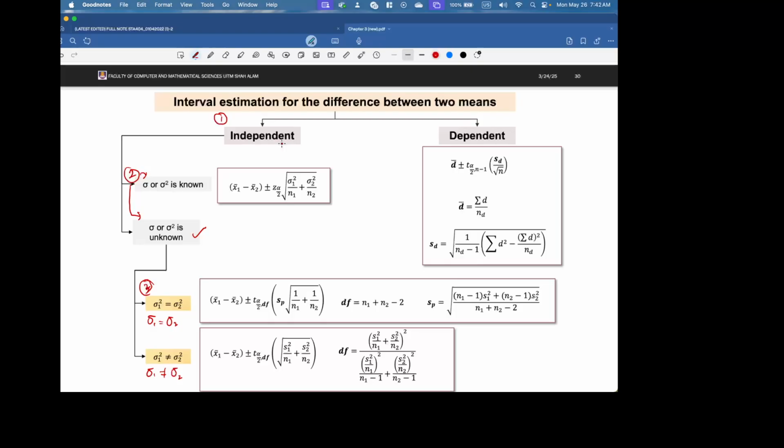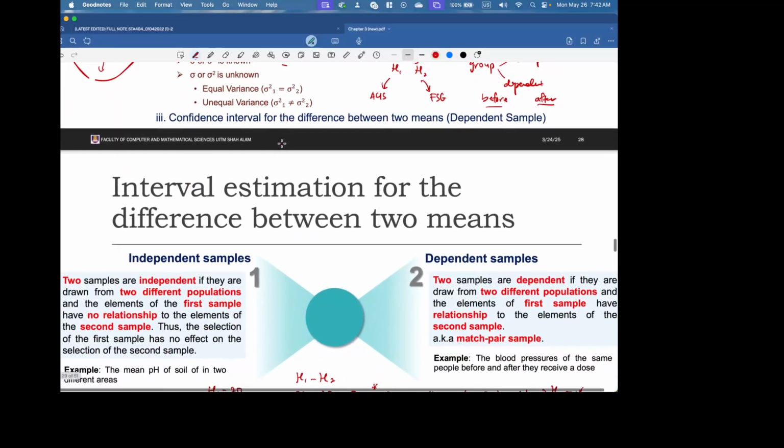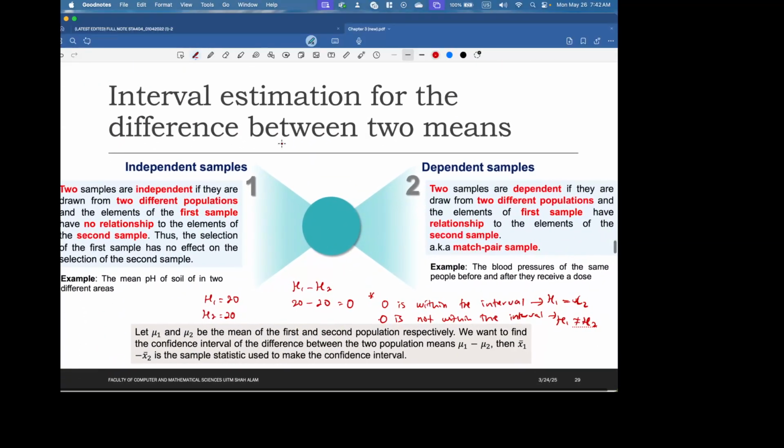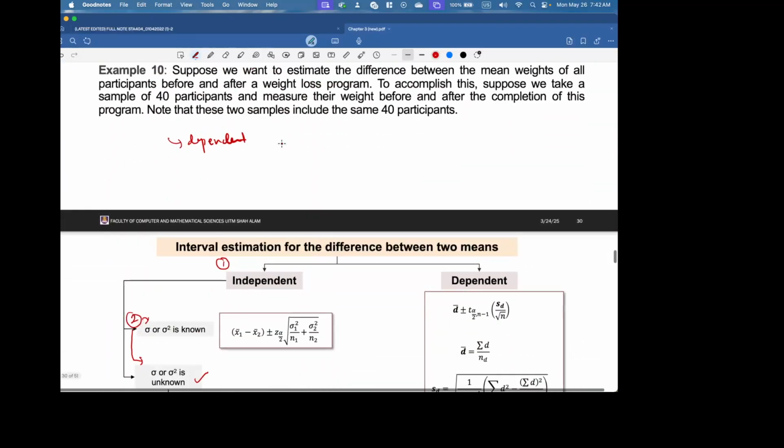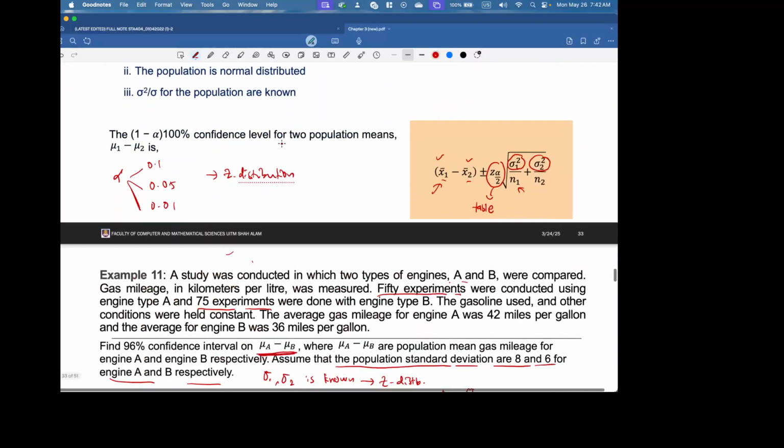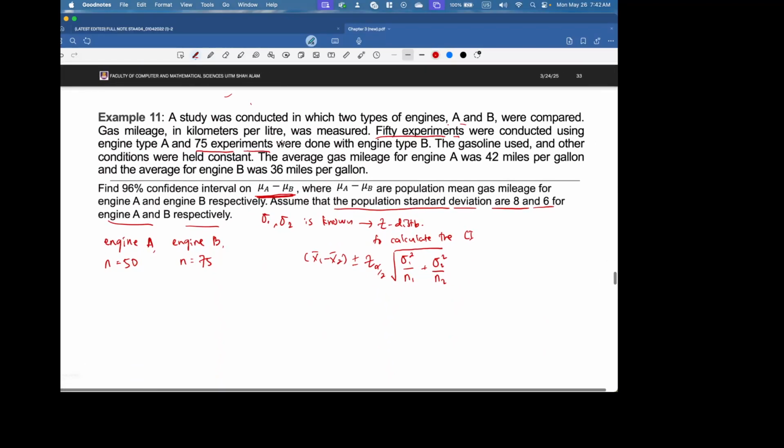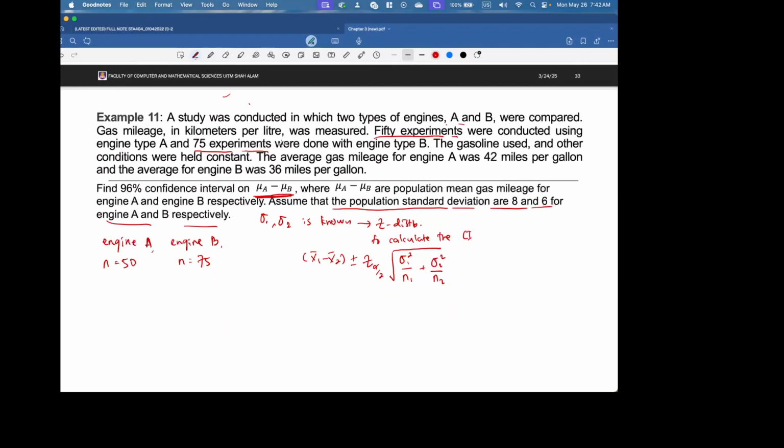How do you know whether it is independent or dependent? You have to understand this definition. The hint that you can get from the information in Example 11 is that they have different numbers of n. So this is an example of independent cases.